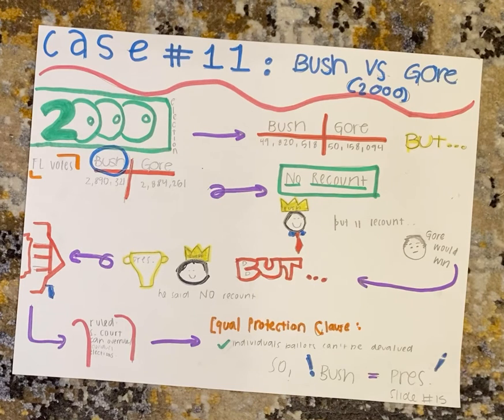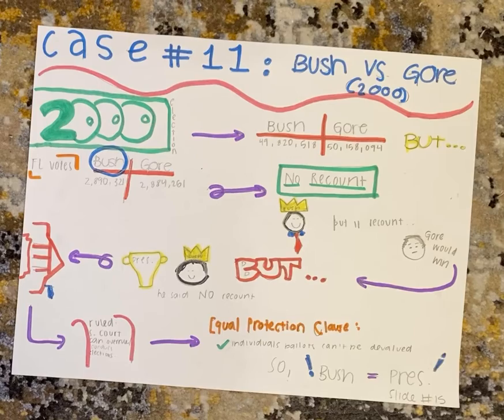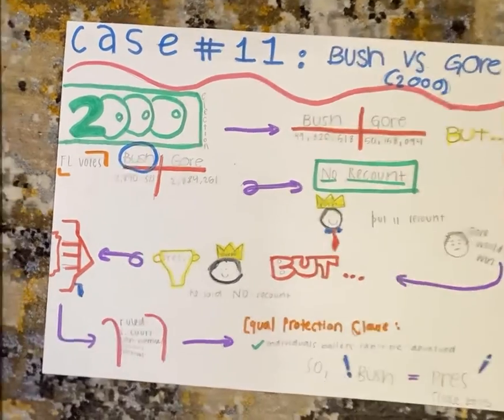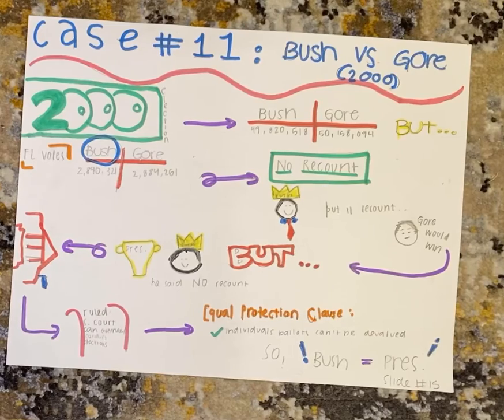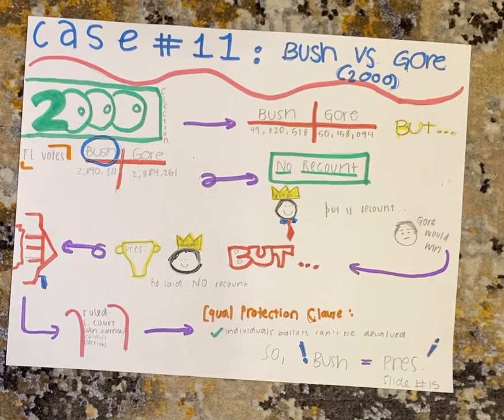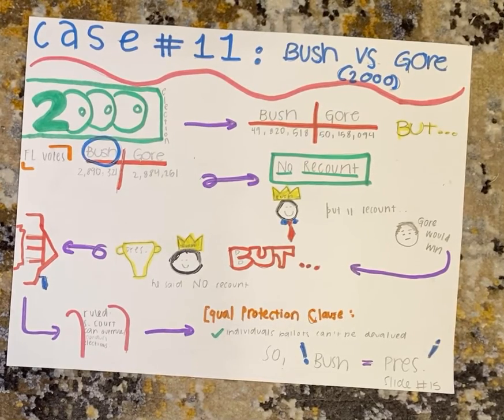Since at the time Bush had been declared the winner, he decided to put the recount on hold to stay in power. This raised questions about whether the Supreme Court is even allowed to stop recounts from happening, since it's a state power to conduct elections. The Equal Protection Clause guarantees individuals that their ballots cannot be devalued. The Supreme Court ruled the recount unconstitutional, so Bush remained president.